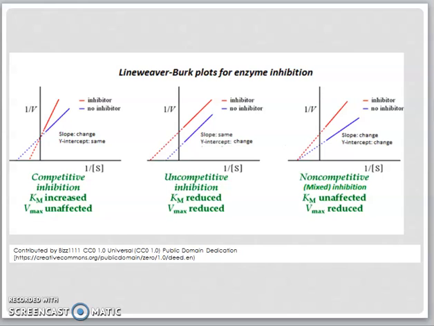Next, this slide is a summary showing that from the Lineweaver-Burk plot, we may be able to identify the type or mode of inhibition, based on the pattern of the graph. If the lines cross at the y-axis, it is a competitive inhibition. If they are parallel, it will be uncompetitive inhibition. And if the lines touch at the same point on the x-axis, it will be a non-competitive inhibition.